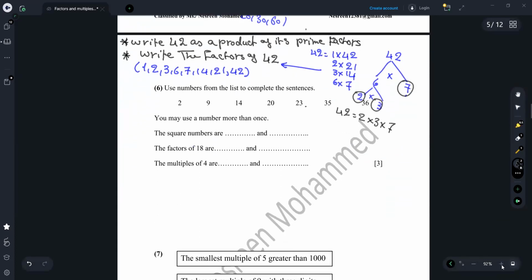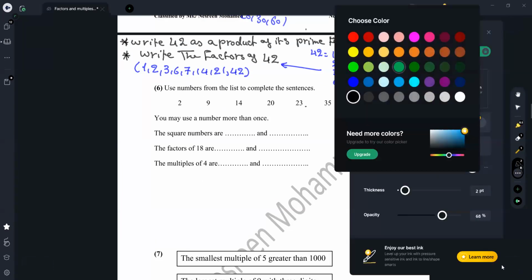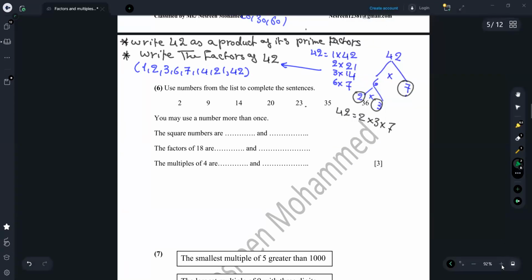Look at number 6. Use numbers from the list to complete the sentence. We have 2, 9, 14, 20, 23, 35. You may use a number more than once. Okay. Let's go here. The square numbers are, what are the square numbers in the list? It is 9 and what else? 36. We have here 9 and we have here 36. The factors of 18.